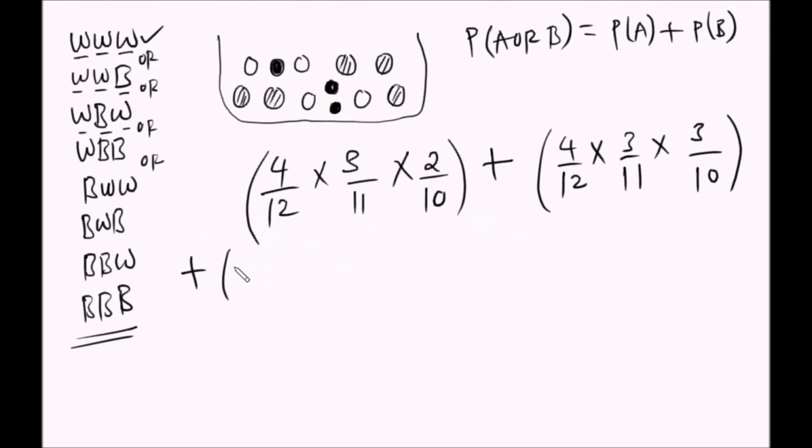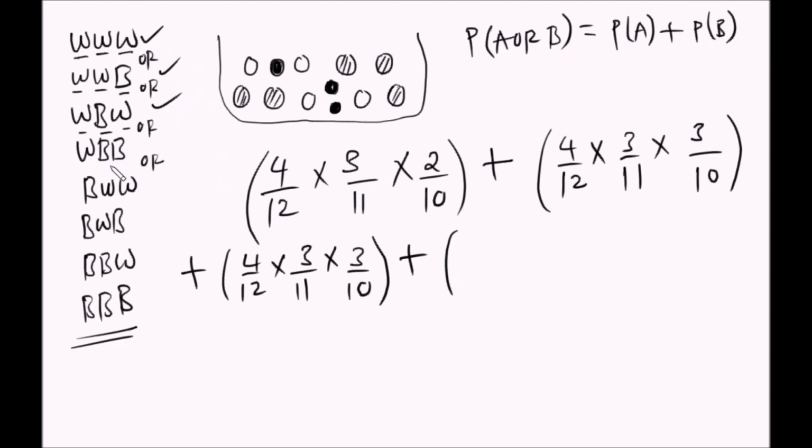So white, black, white. White for the first time, tumeshaona. Black, kumbuka ziko 3, but for the second time mipira imebaki 11. And then white, kwa sababu uliondoa 1 zimebaki 3 hivi. And then plus, so huyu na huyu ready: white, black, black.